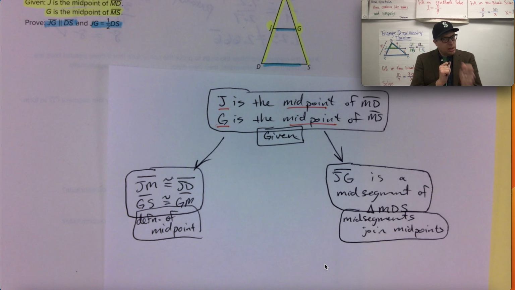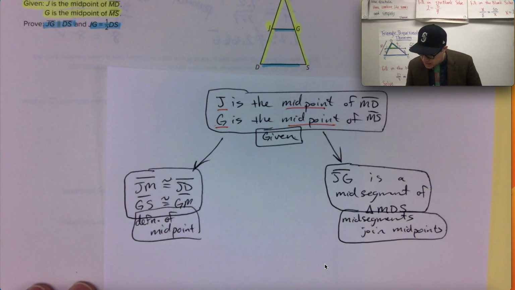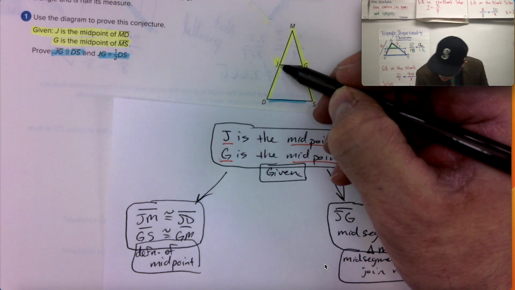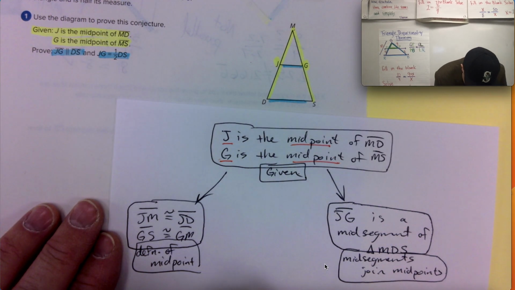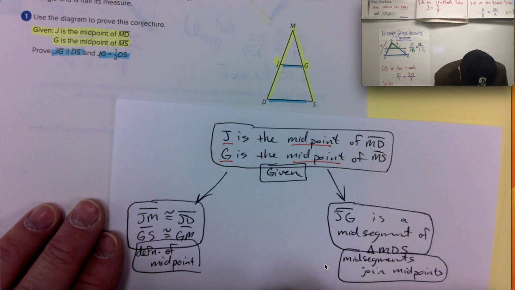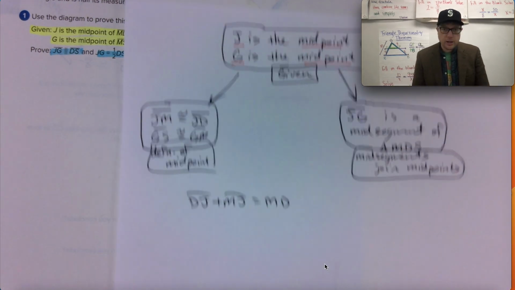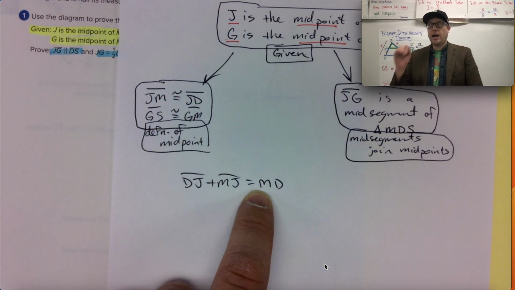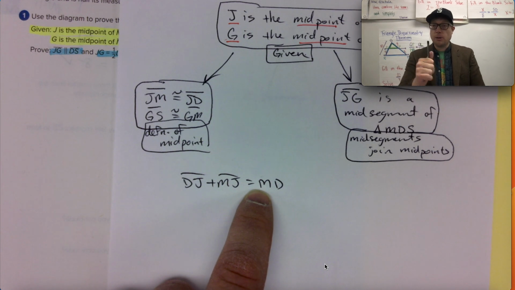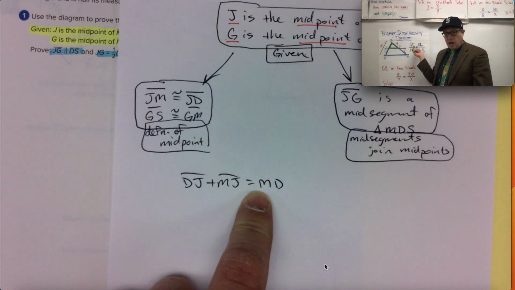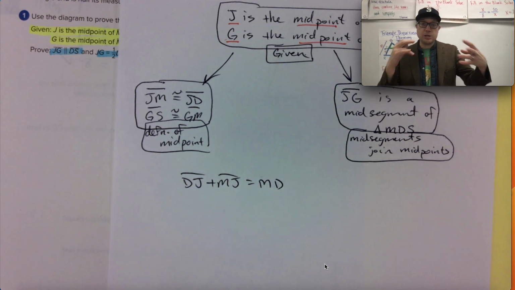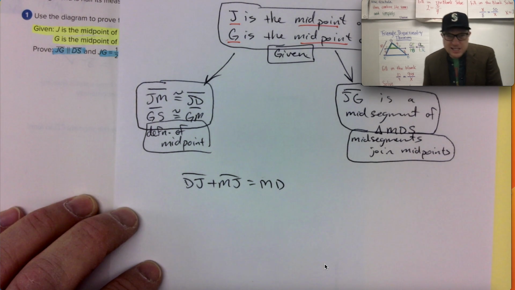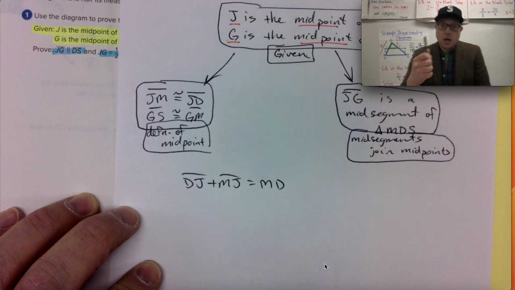So I gotta get there with a little bit of a leap, and the little bit of a leap is this: DJ plus MJ equals MD. I have to do this because I have to eventually set up the proportion, and I just can't make the top MD of the proportion just pop out naturally. It has to be established through some rigorous proof. But this is segment addition.